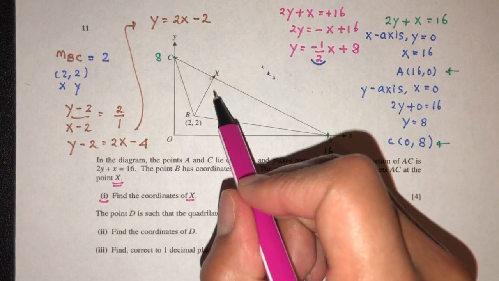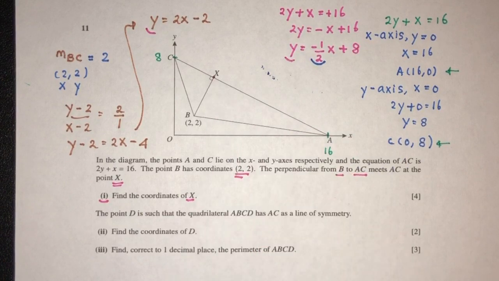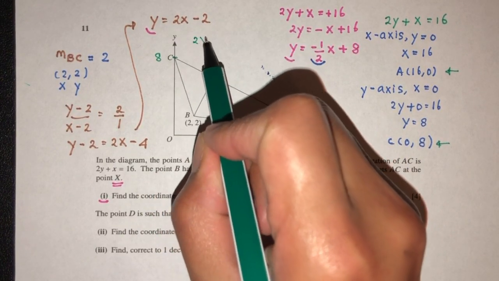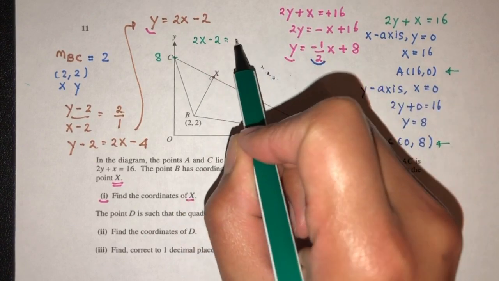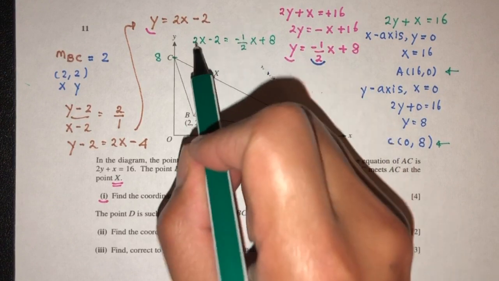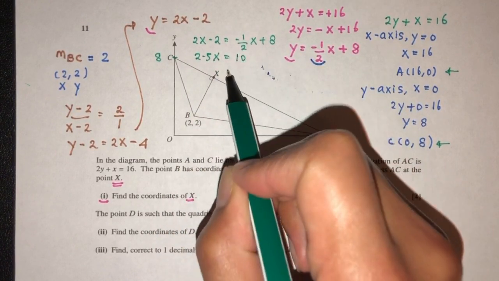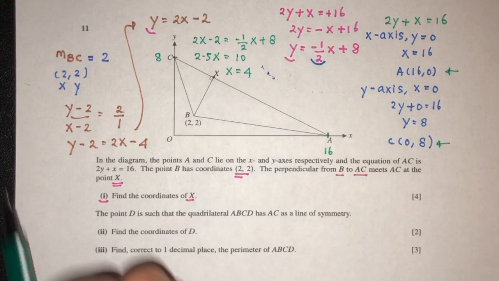Now we have this equation, we just have to find the point of intersection so we can find the coordinates of x. So on one side you will have 2x minus 2 equal to minus half x plus 8. We can send this over here, that becomes 2.5x, and that will be 10. X will be the value of 4.